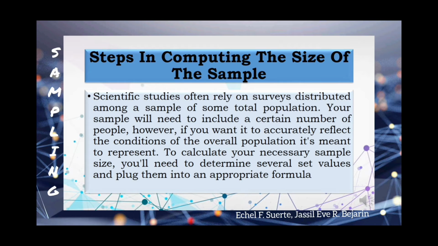Scientific studies often rely on surveys distributed among a sample of some total population. Your sample will need to include a certain number of people, however, if you want it to accurately reflect the conditions of the overall population it's meant to represent. To calculate your necessary sample size, you'll need to determine several set values and plug them into an appropriate formula.